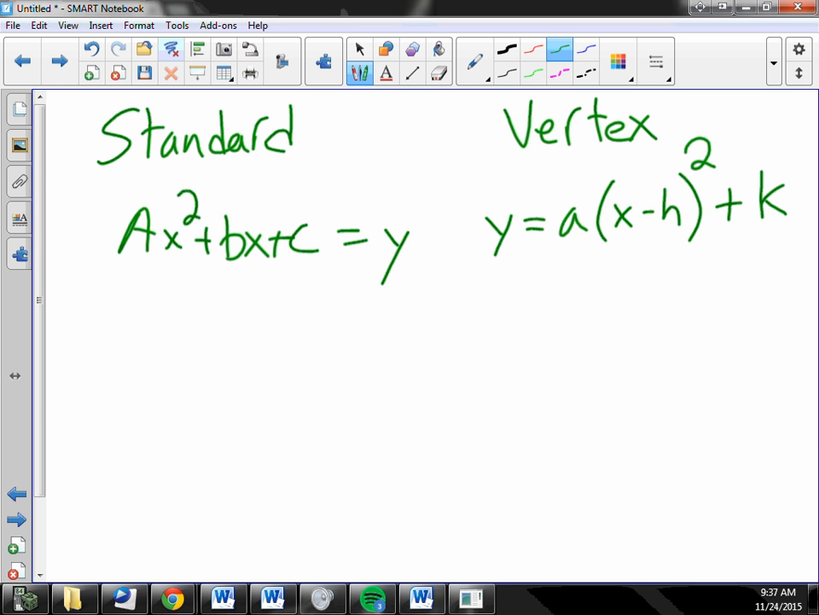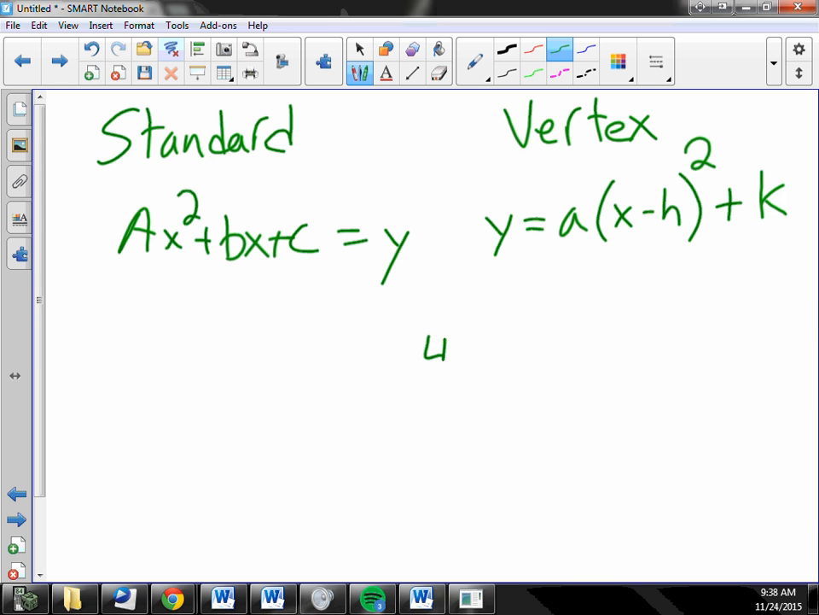Let me double check and make sure they're not going to do something really crazy on you. Okay, good. There is a slightly more complicated version of this, but luckily they were smart enough to ignore it. So, how do you convert from one to the other? Well, going from vertex form to standard form is really easy.